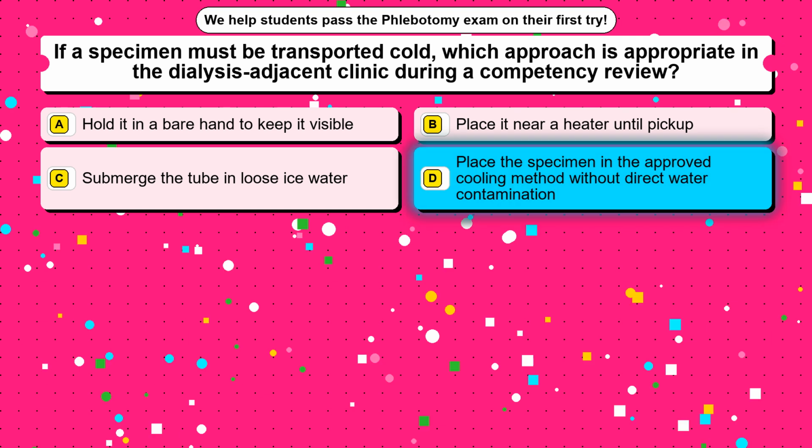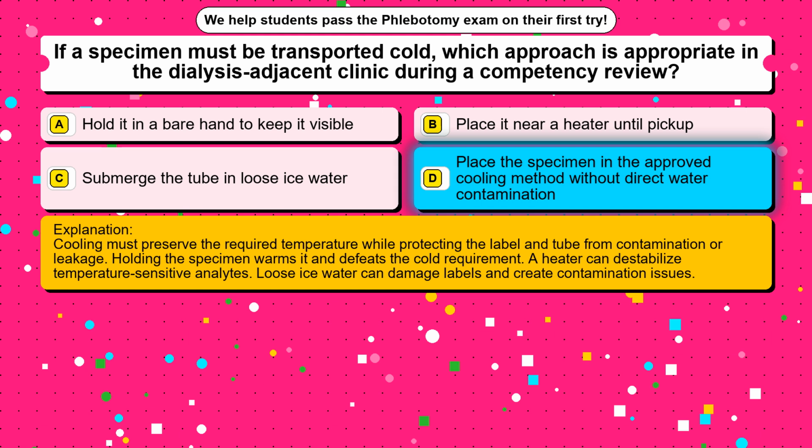The correct answer is option D. Place the specimen in the approved cooling method without direct water contamination. Cooling must preserve the required temperature while protecting the label and tube from contamination or leakage. Holding the specimen warms it and defeats the cold requirement. A heater can destabilize temperature-sensitive analytes. Loose ice water can damage labels and create contamination issues.